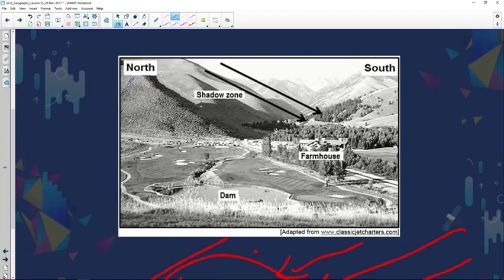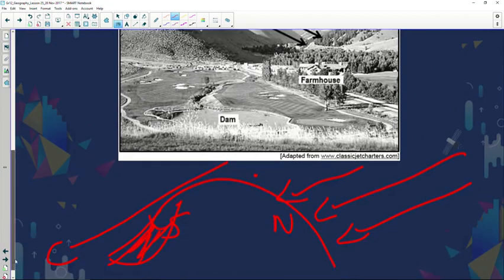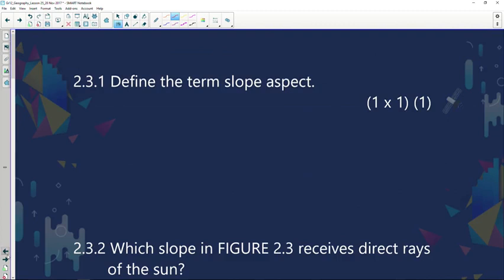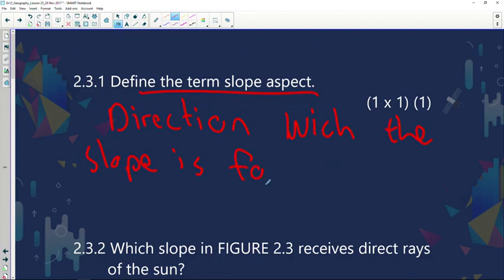As you can see over there, there's north and there's south. This is a north-facing slope, and that's a south-facing slope on the inside. So let's quickly have a look at the questions being asked regarding slope aspect. Now 2.3.1, define the term slope aspect. It's basically the direction which the slope is facing in relation to the sun rays.